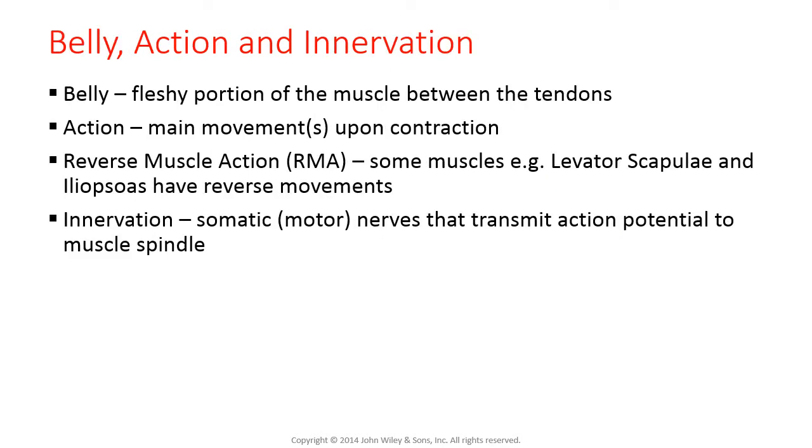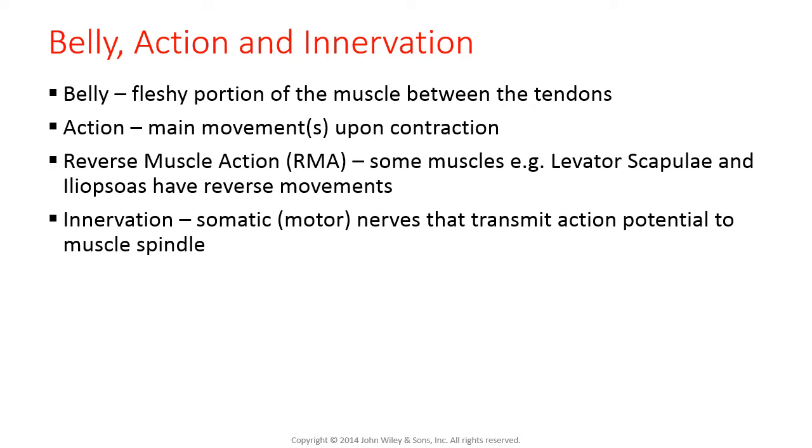So other parts include the belly, the fleshy part of the muscle between the tendons. That's where all the contractile tissue will be found. We're going to identify certain muscle groups by their action, what kind of movement the muscle will produce upon contraction. We'll notice that a lot of muscles have multiple actions, depending on how the fibers are laid out and what part of the muscle is contracting. And as mentioned before, you'll find some muscles that are reverse muscle actions, RMAs.